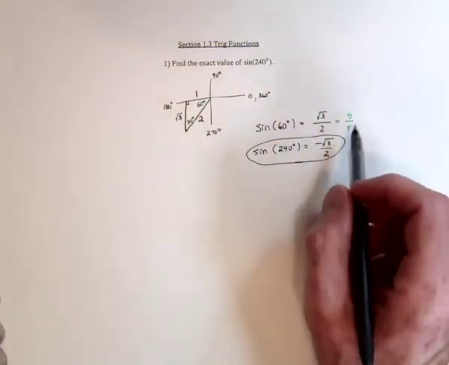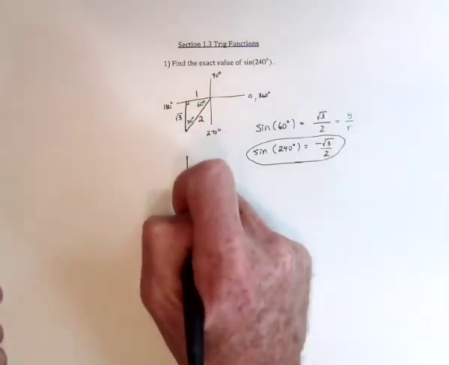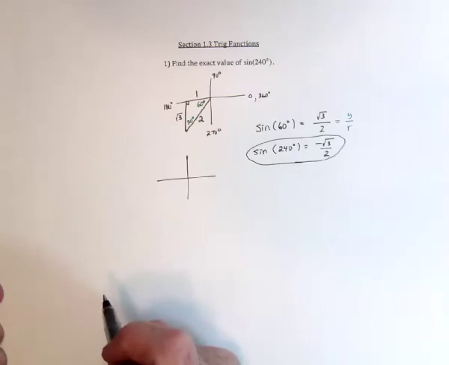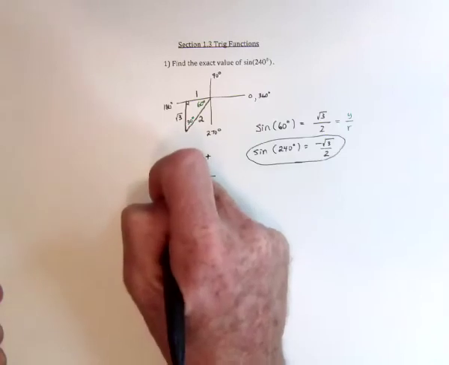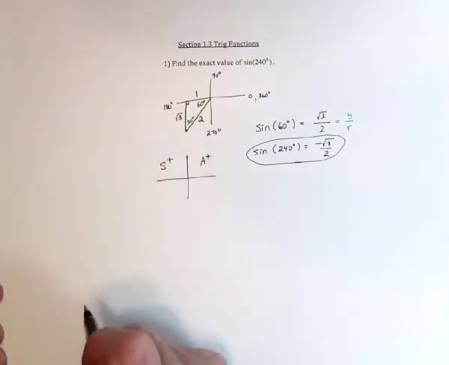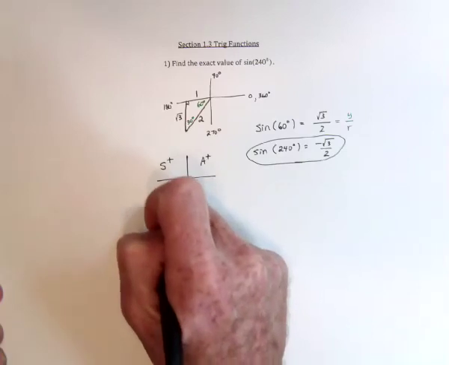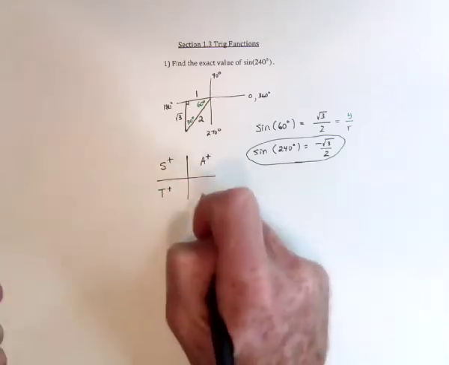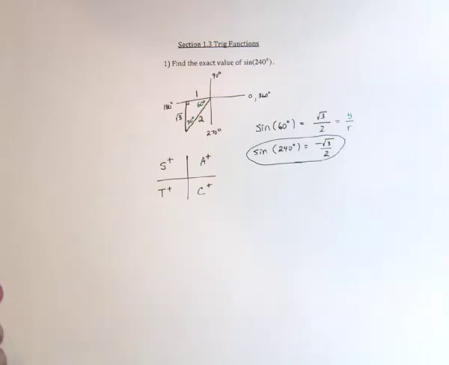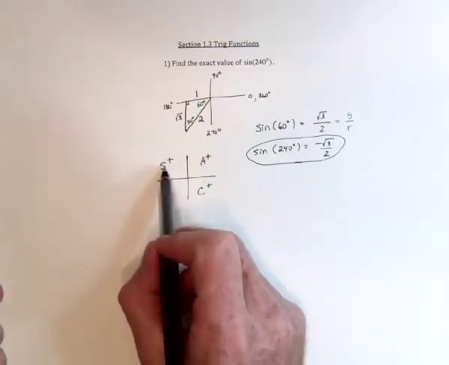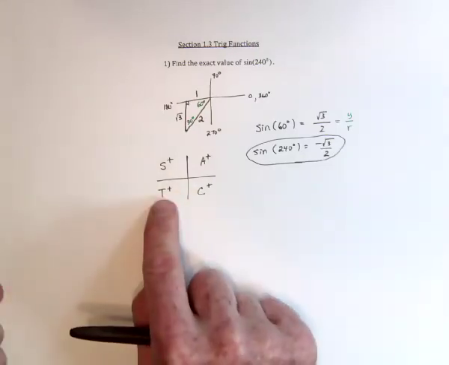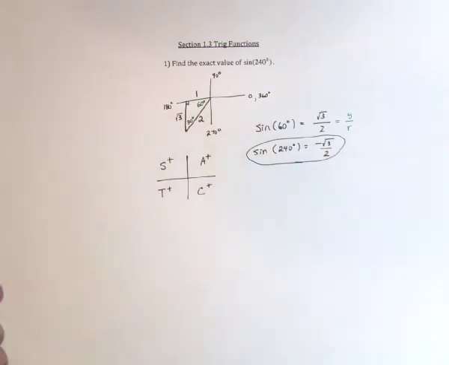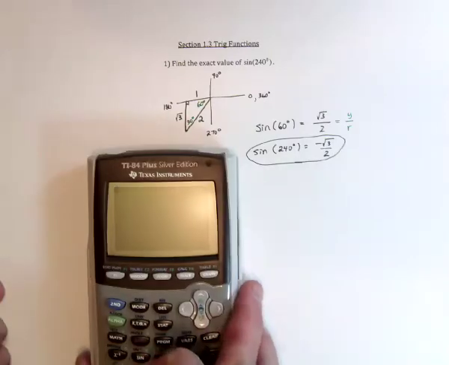Now if you don't want to go through this with the y and the r each time, a faster way to keep track of that information is with a little chart like this that says all of the trig functions are positive in the first quadrant. Sine is positive in the second quadrant. Tangent is positive in the third, and cosine is positive in the fourth. And so I just remember it as a smart trig class. So in this quadrant, tangent's going to be positive, but sine is going to be negative, and thus it should be the negative.